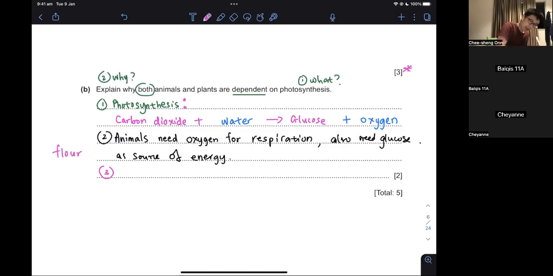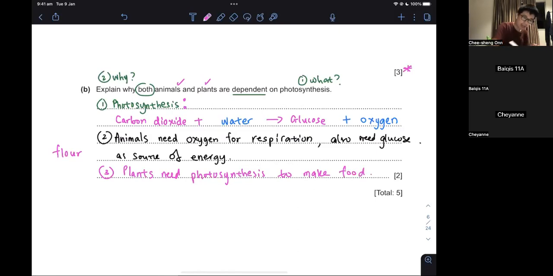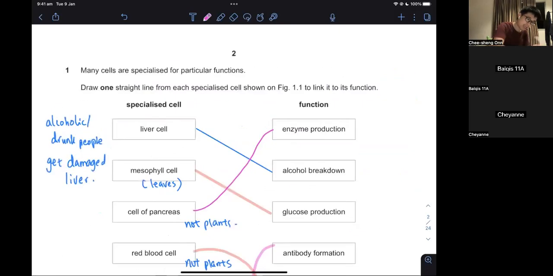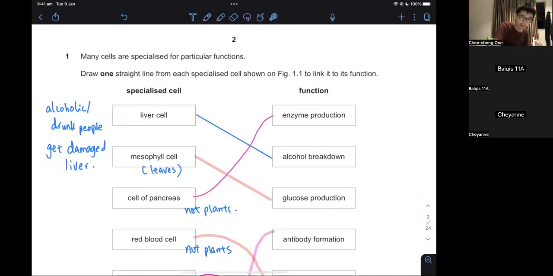Okay. Now we are also talking about plants. So what do plants need photosynthesis for? Why do plants need photosynthesis? What do you think about this? To make food. Yep. Okay, actually, just plants. Animals use the food, but plants need photosynthesis in order to make food. And earlier we saw the questions about where in the cell you actually carry out photosynthesis. That was just the mesophyll cell in the leaf where the glucose is produced.